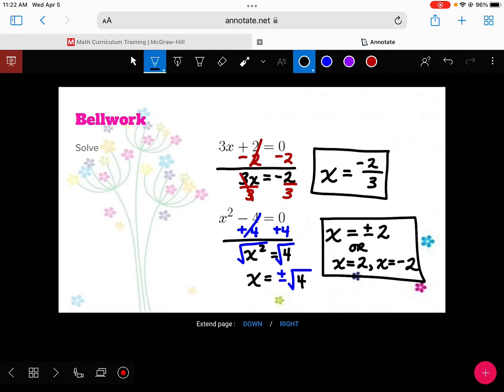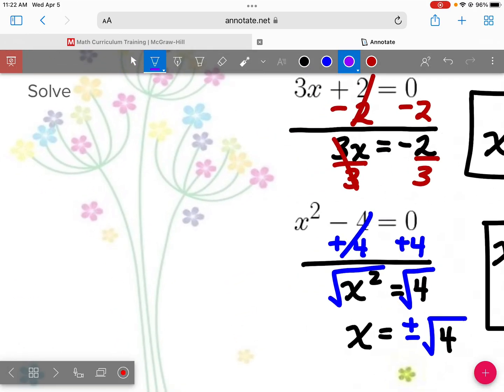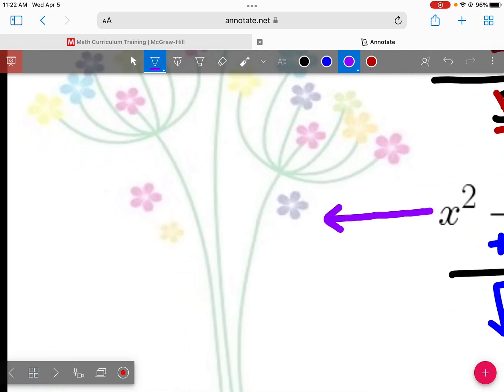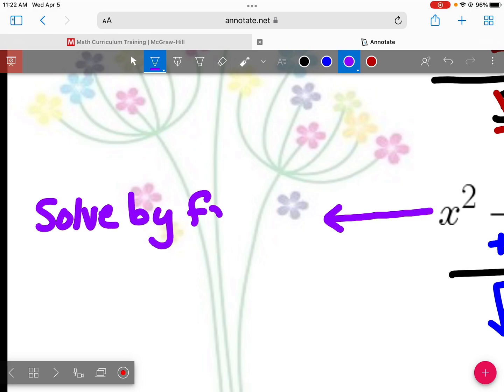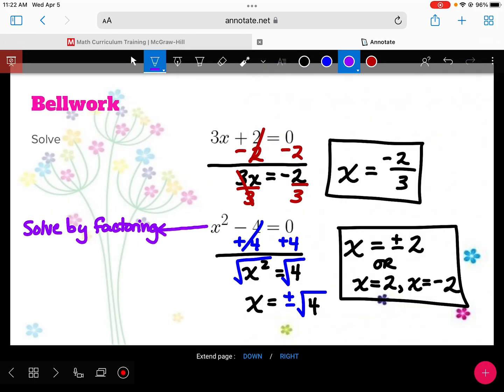All right, I said I could think of 2 different ways to solve that bottom one. This is one way. How else could I have chosen to solve that? Can't do the square root first. Good thought, though. The other way I'm thinking of doing it starts with an F. What'd you say? Factoring. We could have chosen to solve this by factoring. How does x squared minus 4 factor?